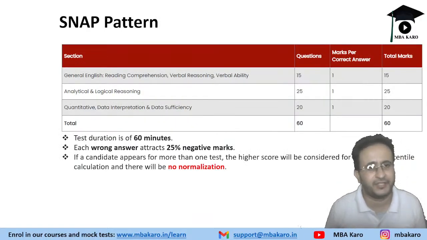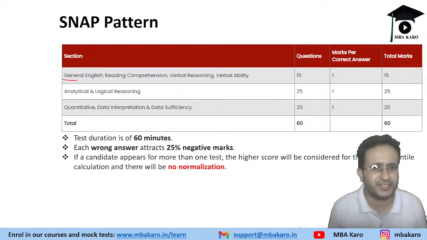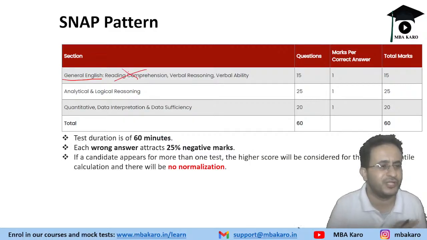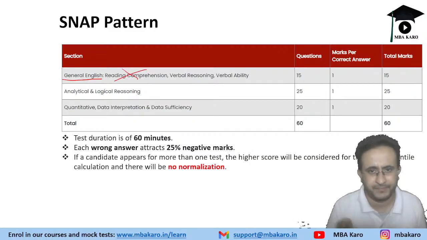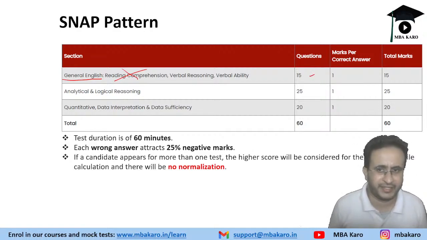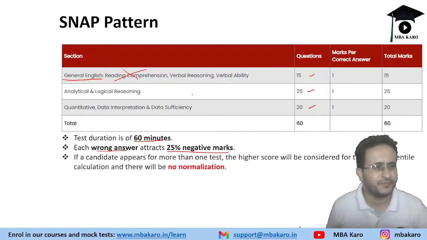Now, if you talk about the pattern of the examination, it has 3 sections. One is general English. Although they mention the words reading comprehension, for the past few years there has been no reading comprehension in the test. Verbal reasoning and verbal ability is 15 questions. Analytical and logical reasoning, 25 questions. And QADI, 20 questions. So 60 questions in 60 minutes. There is no sectional timing. There is 60 minutes, and there is negative marking also, 0.25 for every wrong answer.